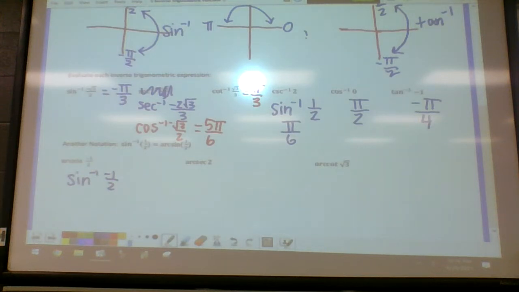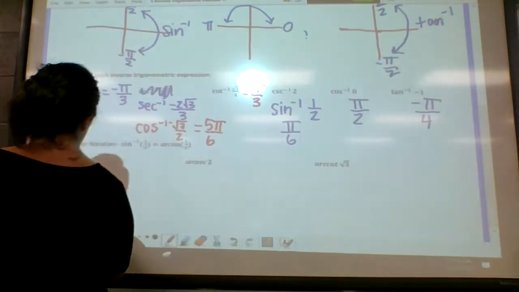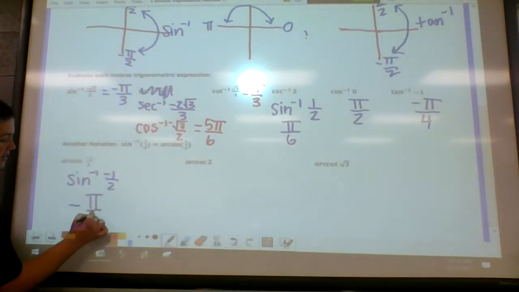That happens at this one, 11 pi over 6, but we don't say 11 pi over 6. We say it's a negative angle, which is negative pi over 6. So the answer here is negative pi over 6.